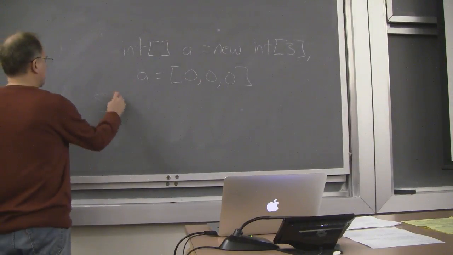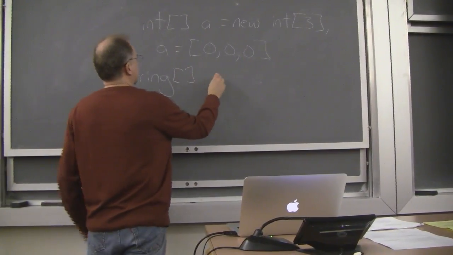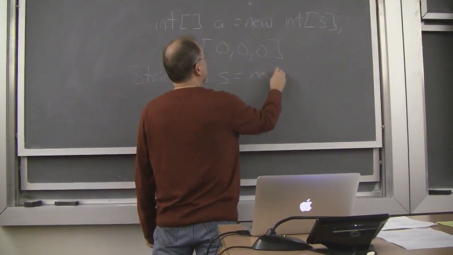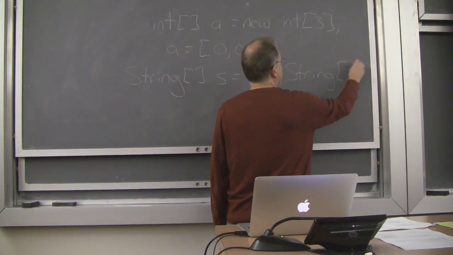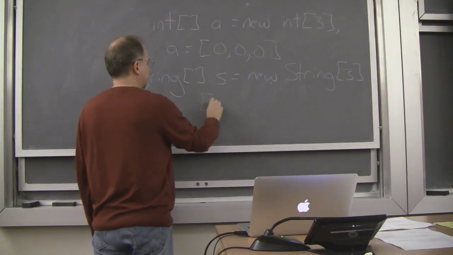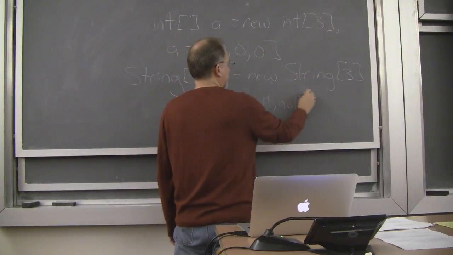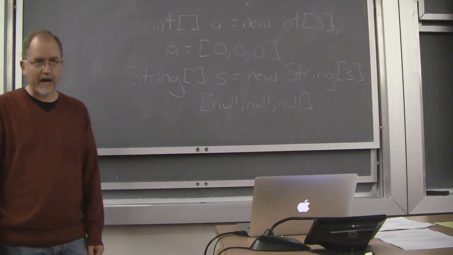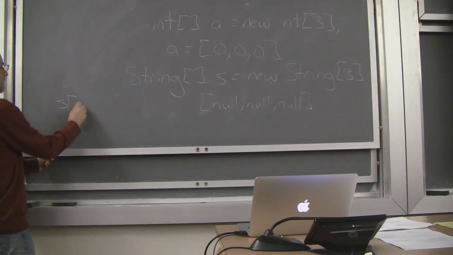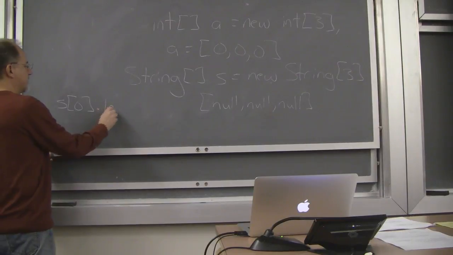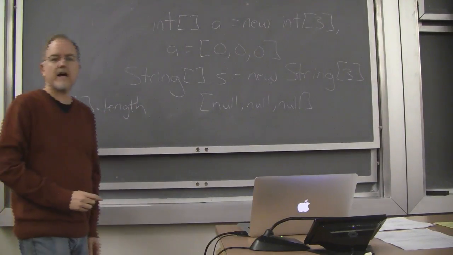So if I have String array s equals new String of size 3, that's going to make something that's null, null, null, which is not very exciting. The problem with this is if you try to use one of these things, we haven't really talked about length yet, but we will. It tells you how long it is. You can't ask for the length of a null object, and it'll cause an error.